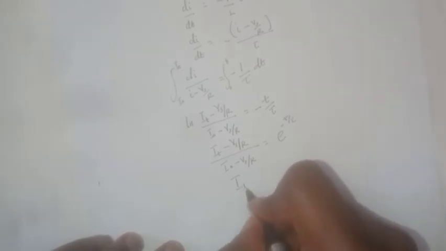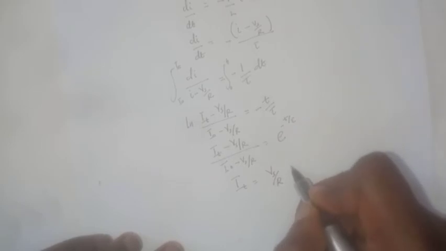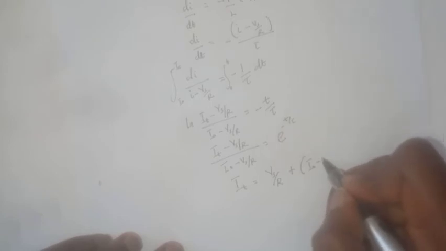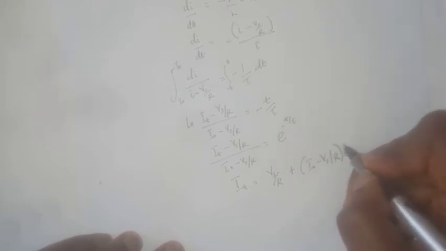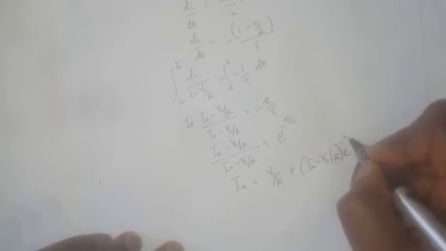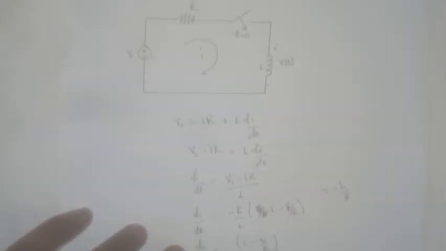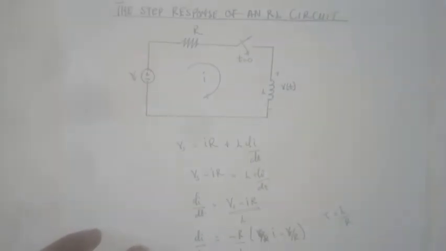This tells us that I of t equals Vs over R plus (I naught minus Vs over R) multiplied by e raised to power minus t over tau. And this is the current at any point in time when we are trying to charge up an inductor.